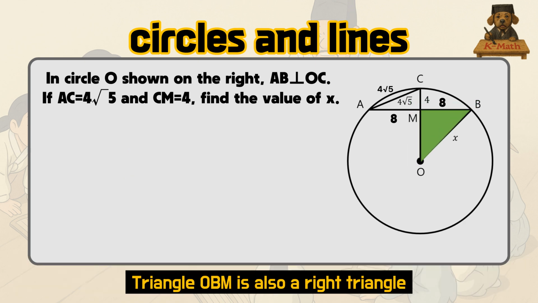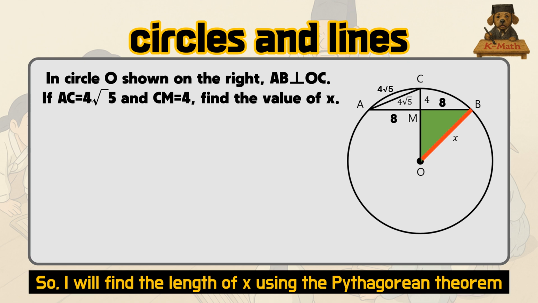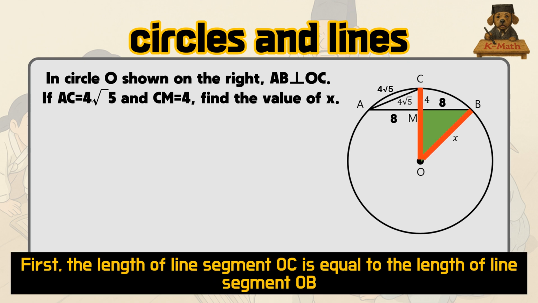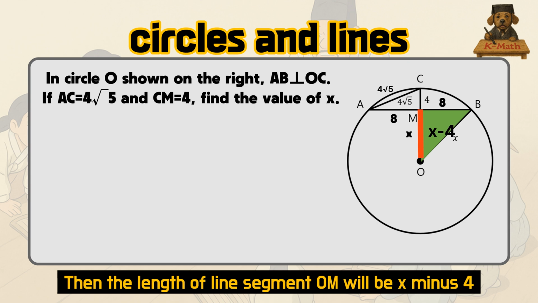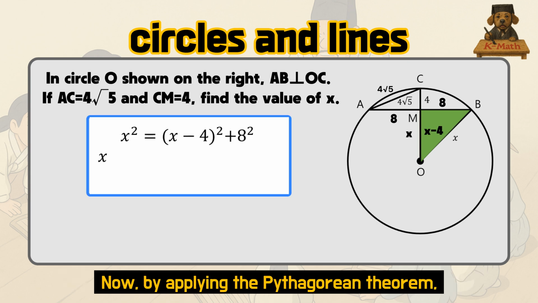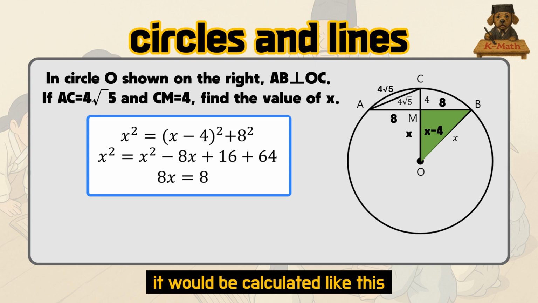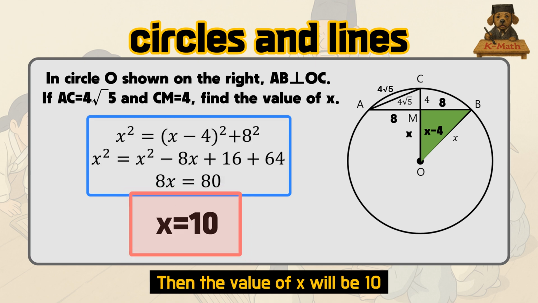Triangle OBM is also a right triangle. So, I will find the length of x using the Pythagorean theorem. First, the length of line segment OC is equal to the length of line segment OB. So, the length of line segment OC becomes x. Then, the length of line segment OM will be x minus 4. Now, by applying the Pythagorean theorem, it would be calculated like this. Then the value of x will be 10.